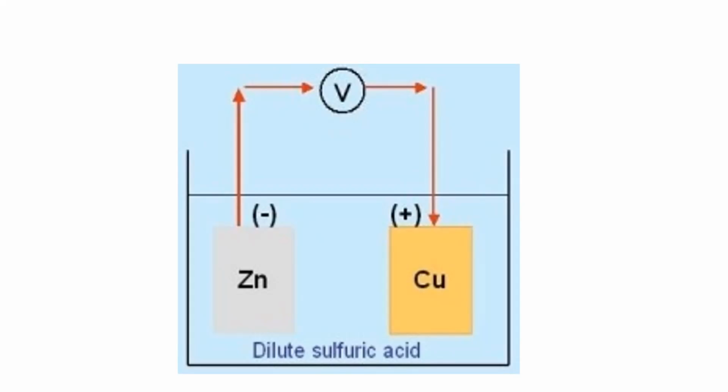And the further apart the two metals are in the reactivity series, the greater the voltage produced in the cell. So potassium and silver are the furthest apart, so they're going to create the greatest voltage in the cell. That's it for electrolysis.